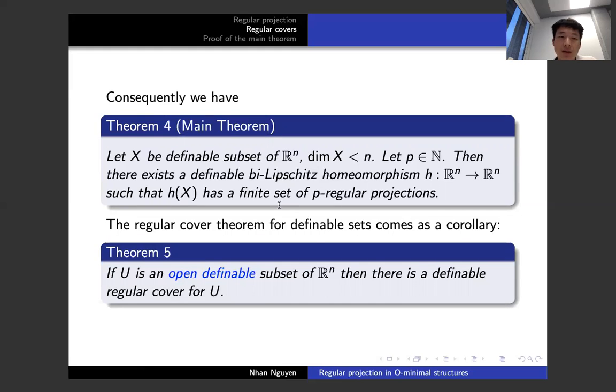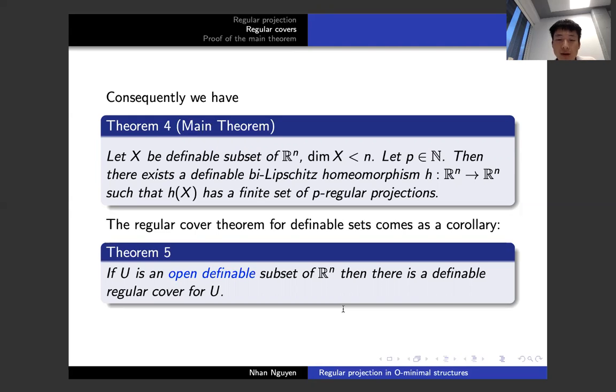By using this theorem, the main theorem, and the argument of Baroshinsky, we can prove that every open definable subset of Rn allows a definable regular cover.